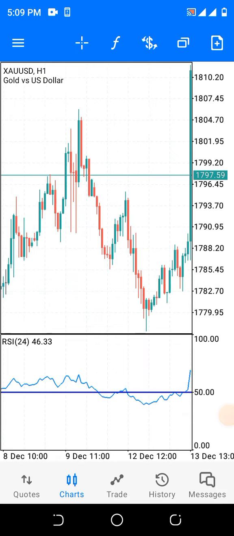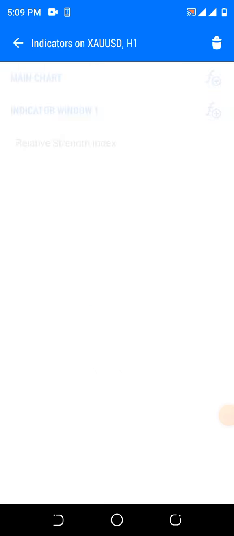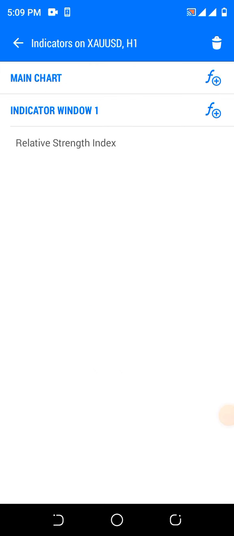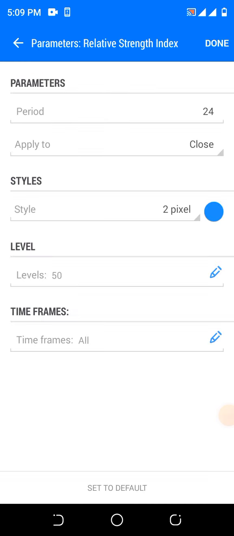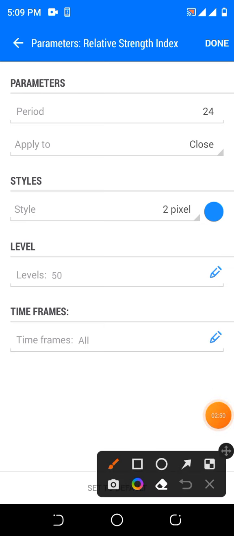Now these are the settings. Go to function, then RSI, relative strength index. Once you get here, you click on it. Here are the settings for the relative strength index. The period is 24. Apply to close. For the style, choose the color of your choice.